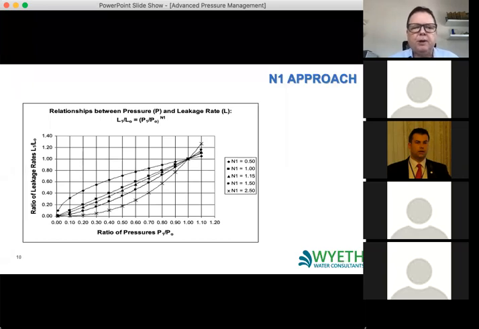But most people, if they're just doing a cost benefit analysis to get a basic understanding of how much savings they would get by doing a simple pressure management program, would use an N1 of 1. But when you do that, and then you put some PRVs into the ground, you may find that you're actually getting better savings than you predicted. And that's because you have a higher N1 value. So that's something to be aware of.